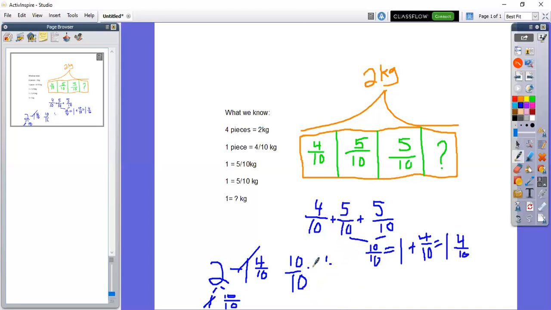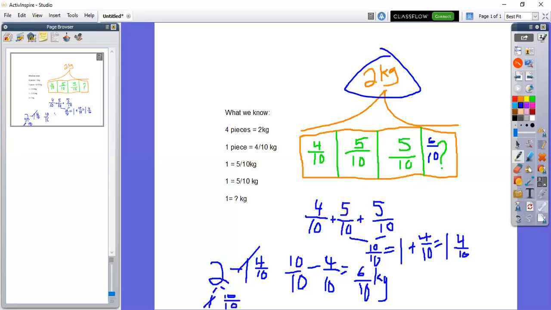10 tenths minus 4 tenths equals 6 tenths. And we need to remember our label, so 6 tenths kilograms. So our last box is 6 tenths. And now if we add all these together, we saw that 5 plus 5 is 10, and 6 plus 4 is also 10, so we have 1 whole plus another whole is 2 wholes. That's what we wanted to get.